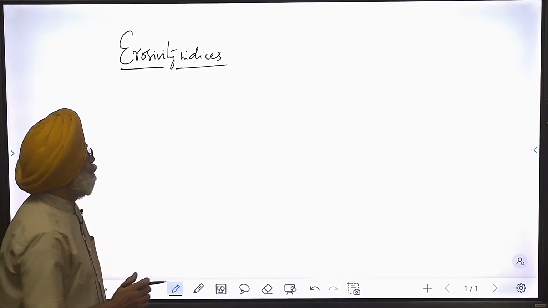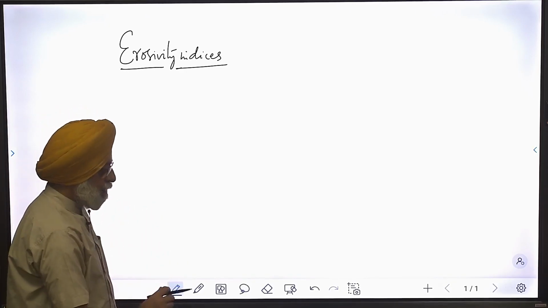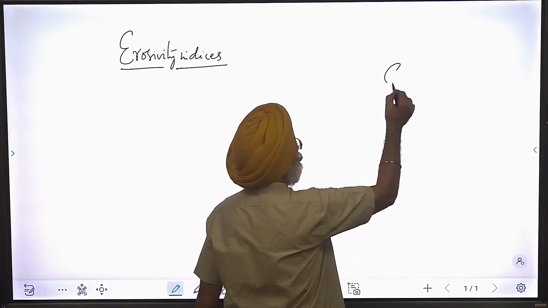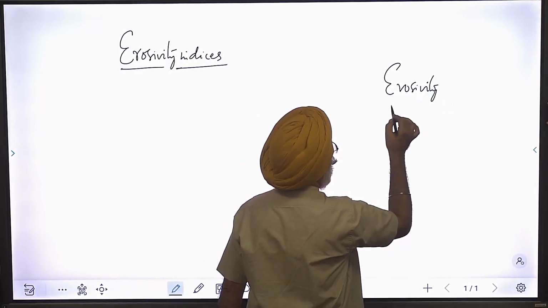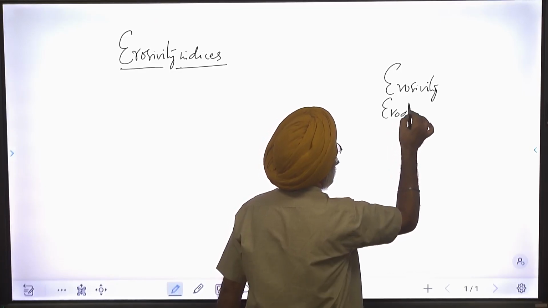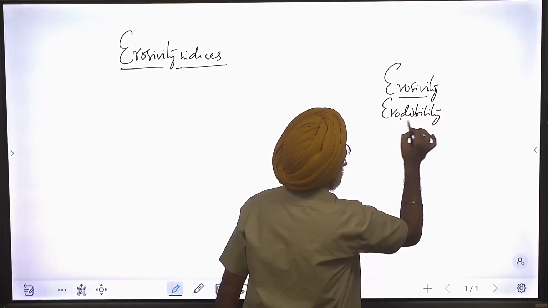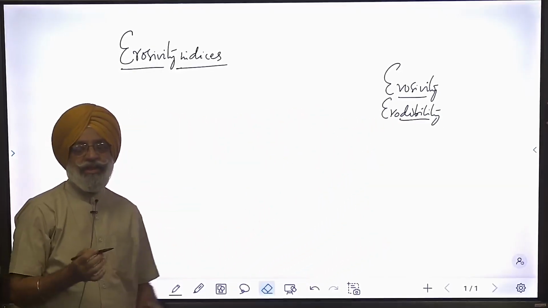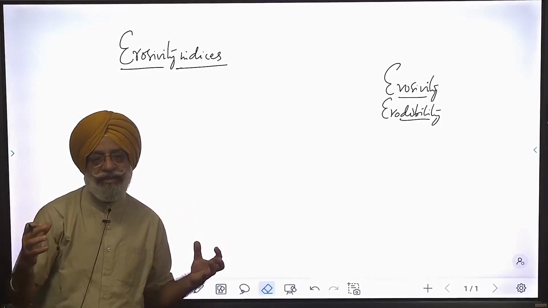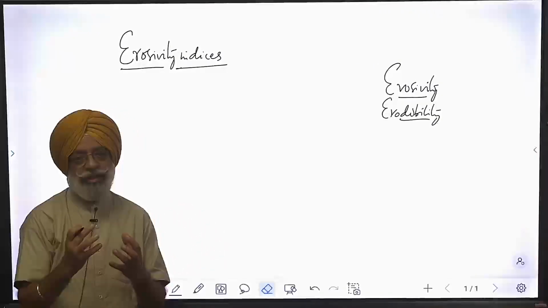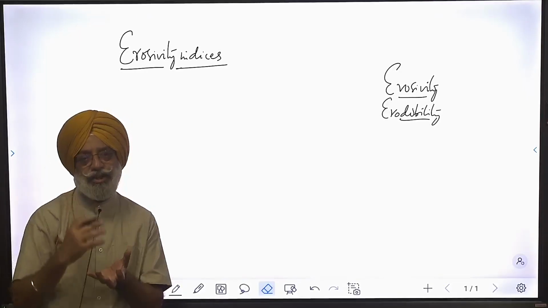Welcome to my classroom. Today we will discuss erosivity indices. Before I discuss erosivity indices, we have two terms which we use in the soil erosion topic: one is erosivity and another is erodibility. Erosivity is the causal agent, and the other is the agent being acted upon. So it's an interaction. Soil erosion is an interaction between rainfall and soil.